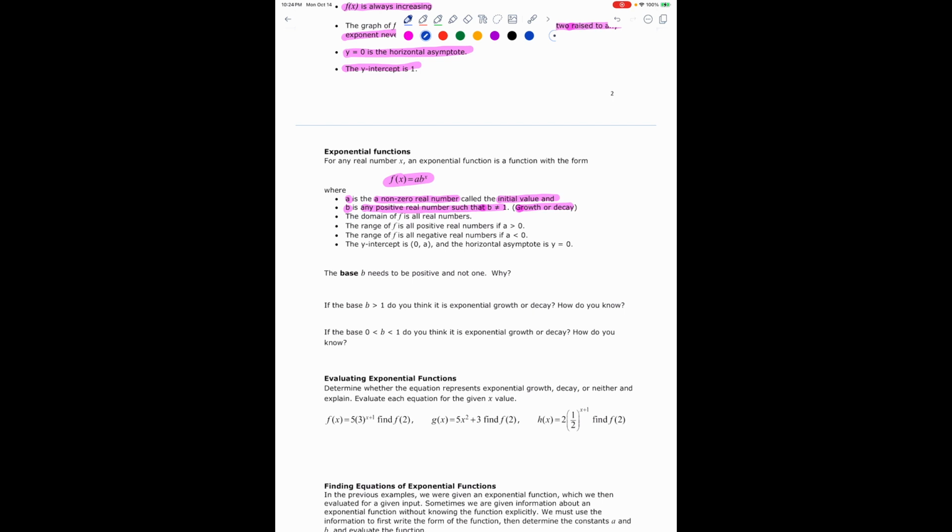And by the way, you could say that b is equal to 1 plus r, such that r is the rate of growth or decay. The domain of this function is all of the real numbers, just like the previous one.